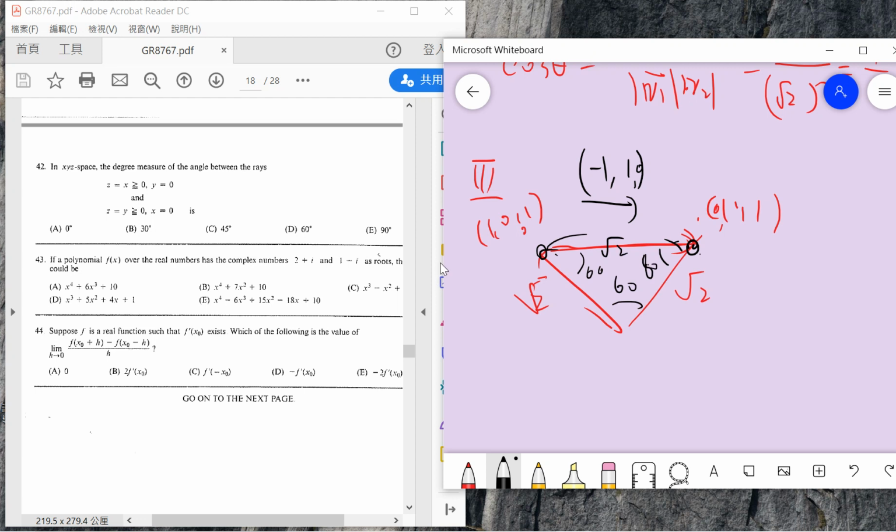So the second method gives us the same answer. The angle between the two vectors is 60 degrees. So we choose D. That's it.